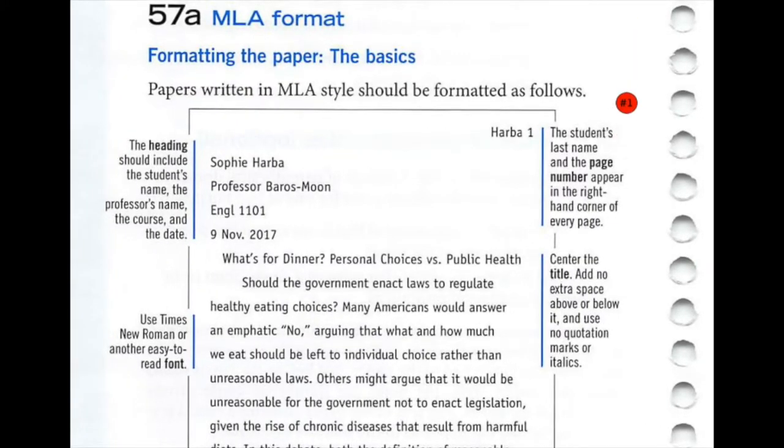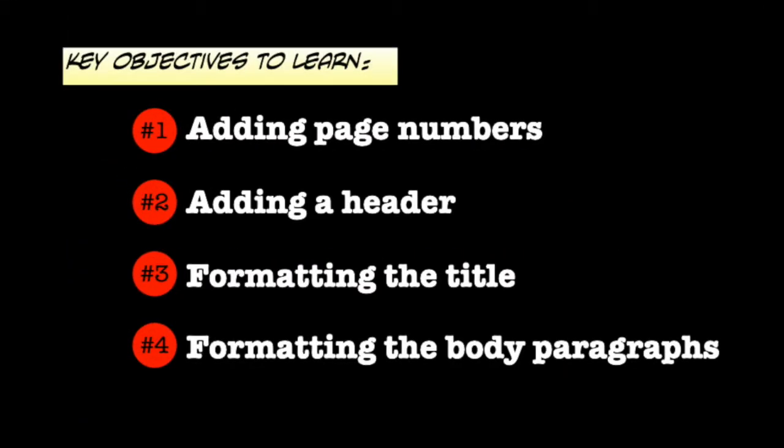The first one, the page number. The second one, the heading. The third one, the title. And the fourth one is the body text, the body paragraphs. And so we'll take each of these in turn. So beginning with page numbers.